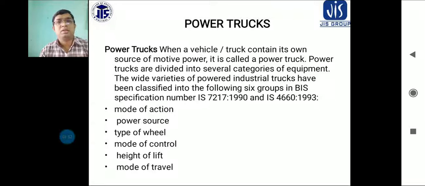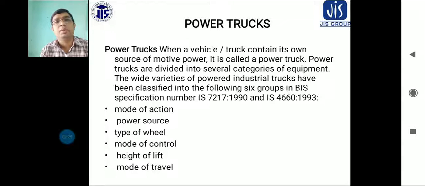The power trucks are divided into several categories of equipment. The wide variety of powered industrial trucks has been classified into the following six groups in BIS specifications IS 7217 of 1990 and IS 4660 of 1993. The first is the mode of action, which concerns the power source.